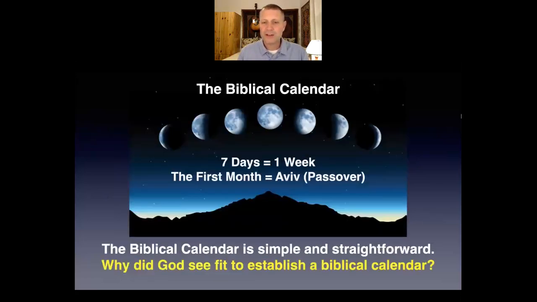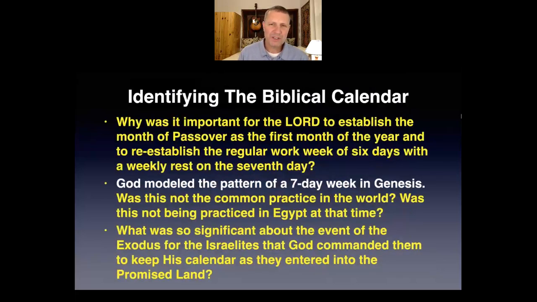Now, the biblical calendar is fairly simple and straightforward. You have 7 days in a week. The first month was the month of Aviv, the month of Passover. So why did God see fit to establish a biblical calendar? Why was it important for the Lord to establish the month of Passover as the first month of the year and to reestablish the regular work week of 6 days with a weekly rest on the 7th day, the Sabbath day?